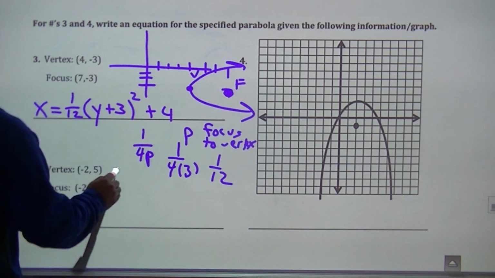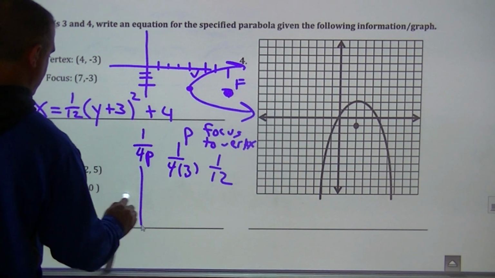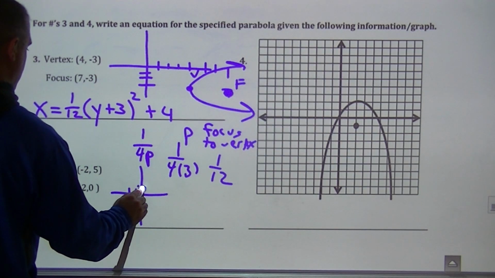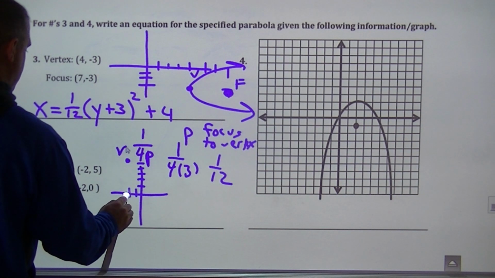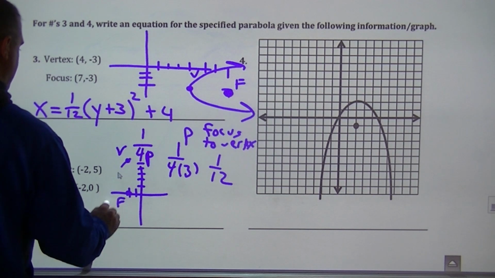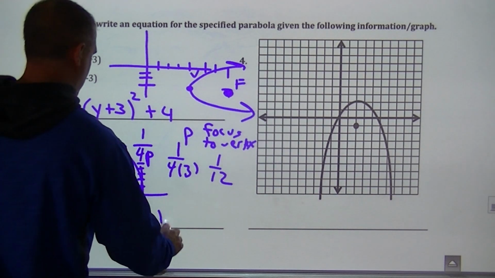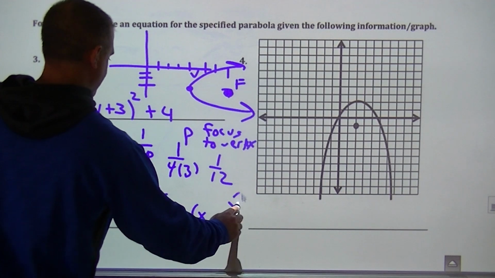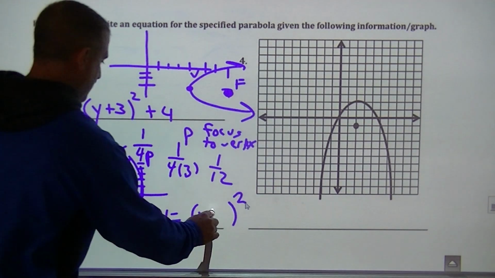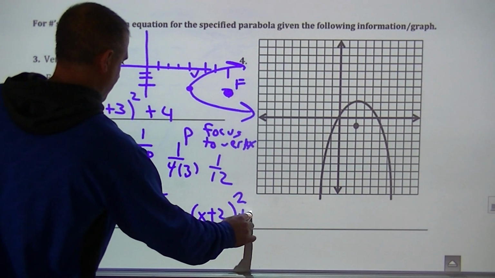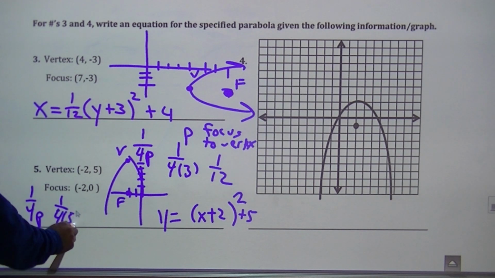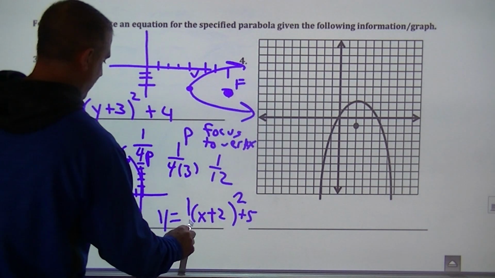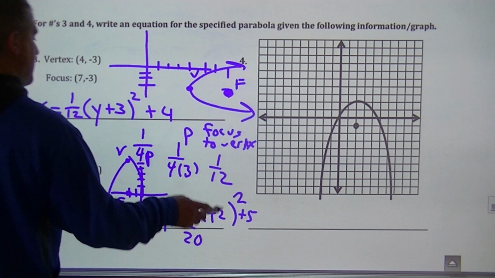Okay, this one, -2, 5. The vertex would be here, focus would be here. That means this is going to go like this. So what that's going to be is y equals x squared. Okay? That's going to be +2, +5. Okay? 1 over 4p. Once again, the distance here is 5. So that's going to be 4 times 5, which would be 1 over 20. Now, since this goes down, it has to be a negative.